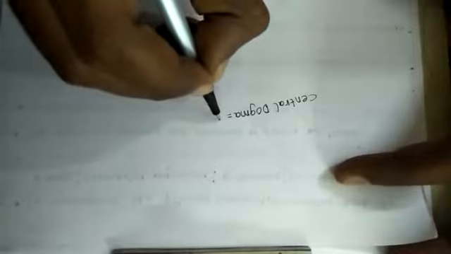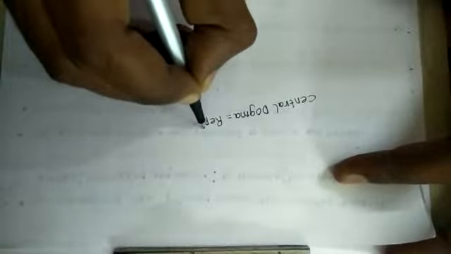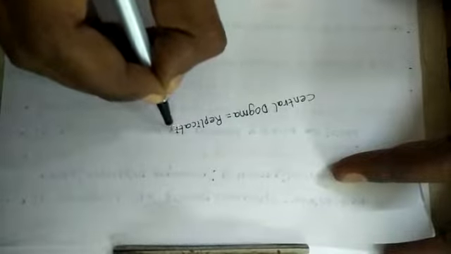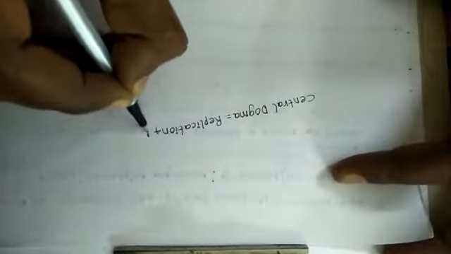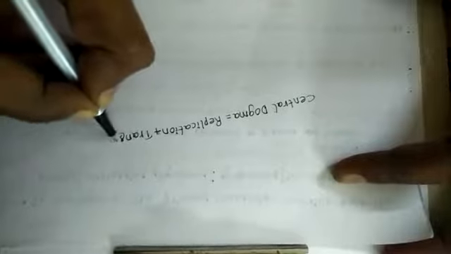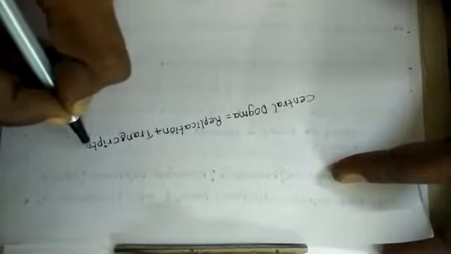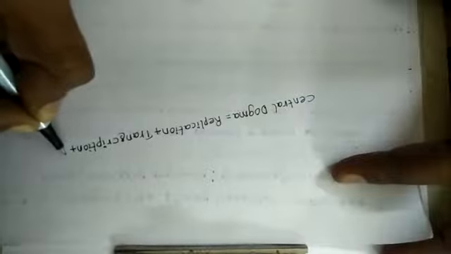Very good evening. Today we discuss one process, the central dogma, which includes three steps. That is replication, transcription, and at last translation.